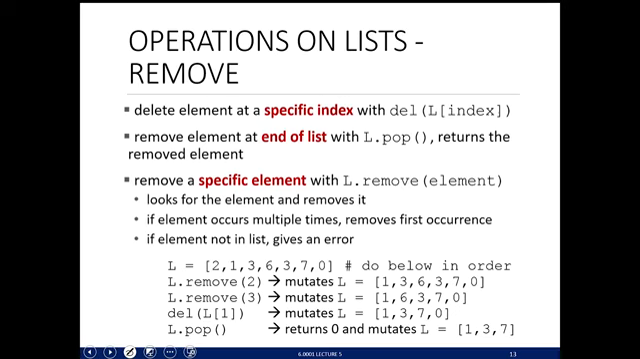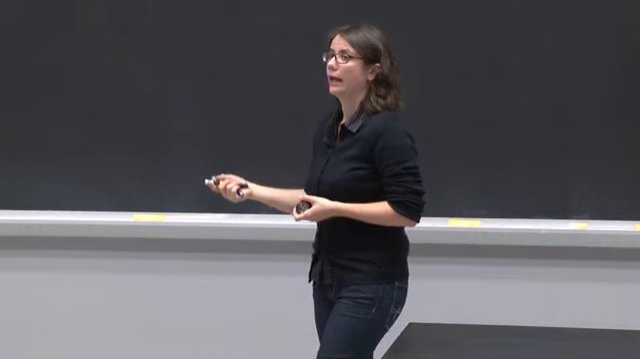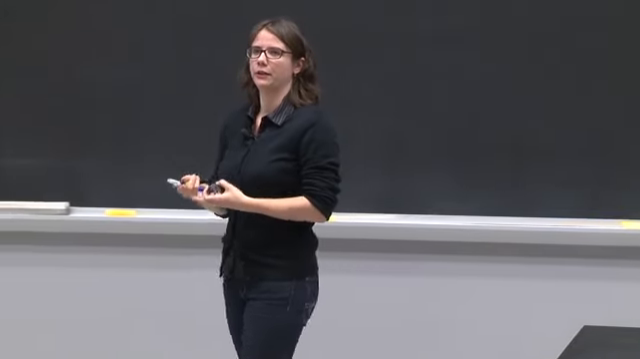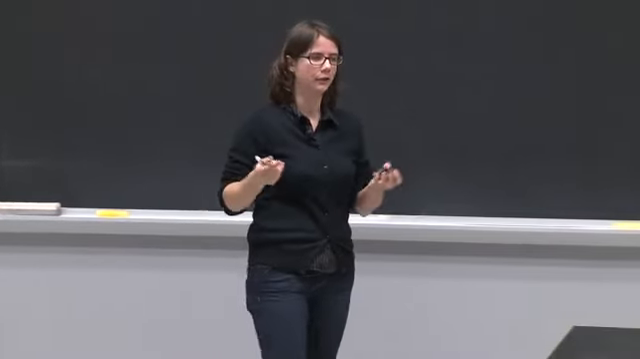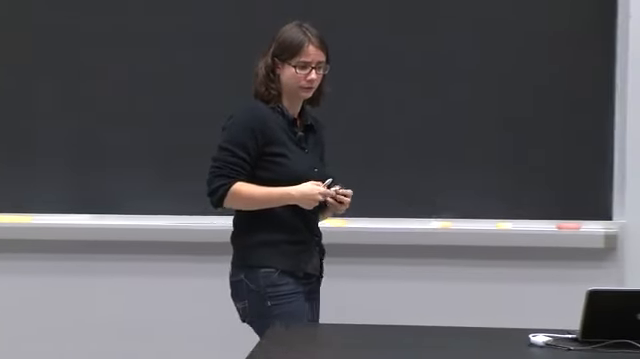If you want to remove a specific element, so you know there's somewhere in your list there's the number 5, and you want to delete it from the list, then you say l.remove, and you say what element you want to remove. And that only removes the very first occurrence of it. So if there's 2 5s in your list, then it's only going to remove the very first one.